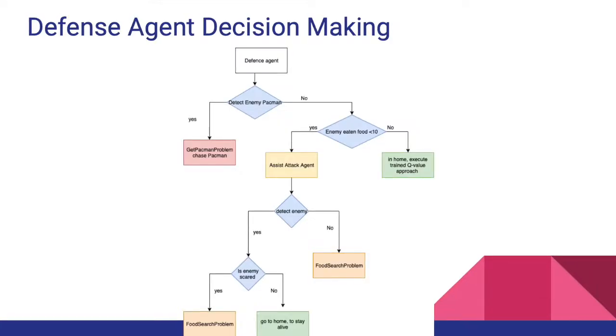The first thing is to detect the enemy. If we didn't find any enemy, we can just execute the food search problem on the defensive agent, so the defensive agent can eat the food. If we detect an enemy, we need to check whether the enemy is scared or not. If it is scared, we just ignore the enemy and keep searching for food by executing the food search problem. And if not, we need to attract the enemy's attention and go home.